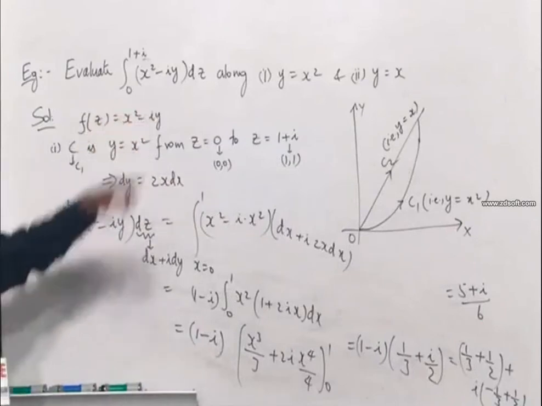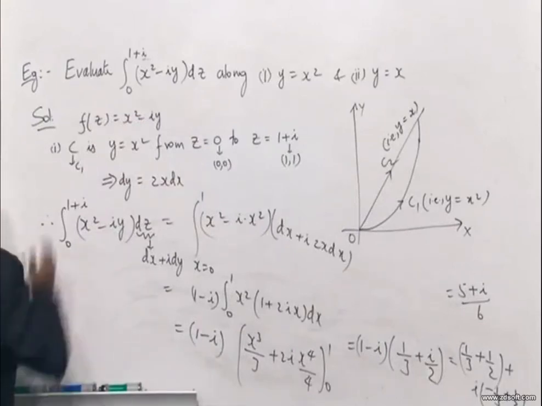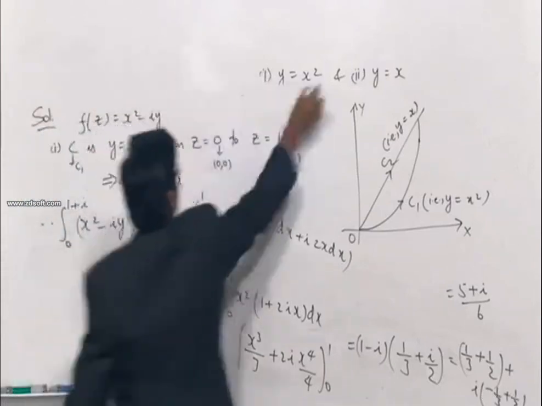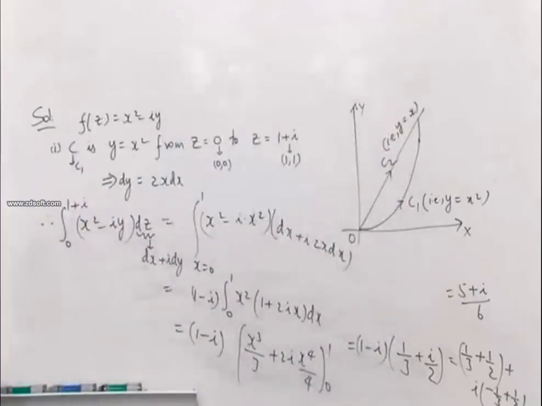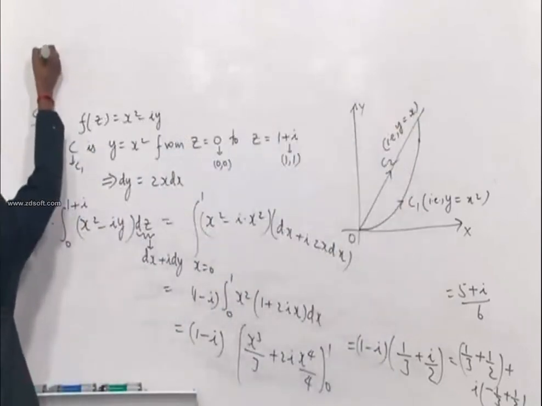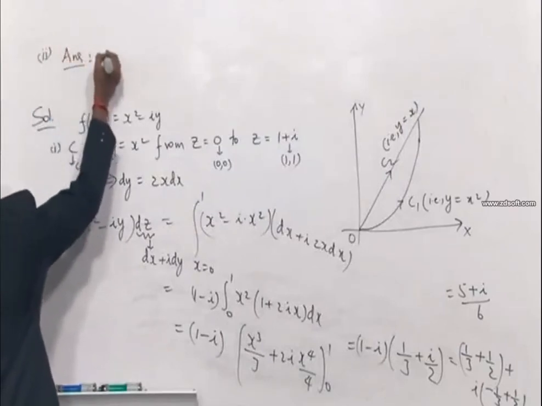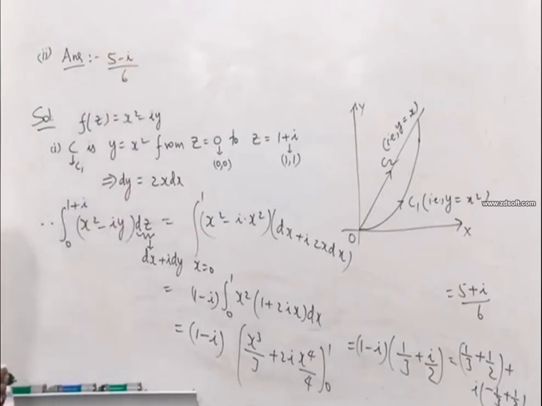I am giving the answer for the second bit, later you check whether the path is independent or dependent. Okay. Second bit, answer: 5 minus i by 6. Later you check, in the same way.